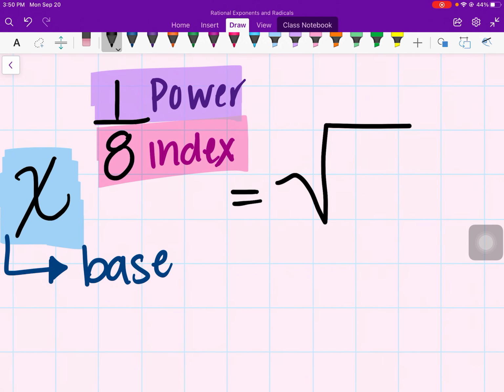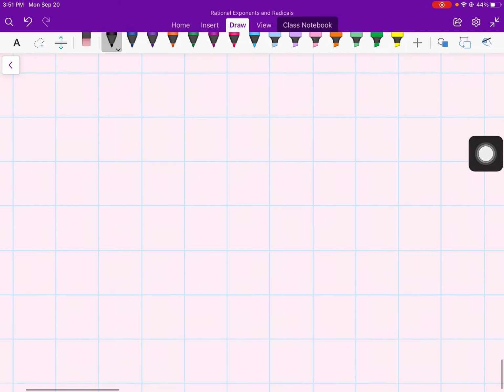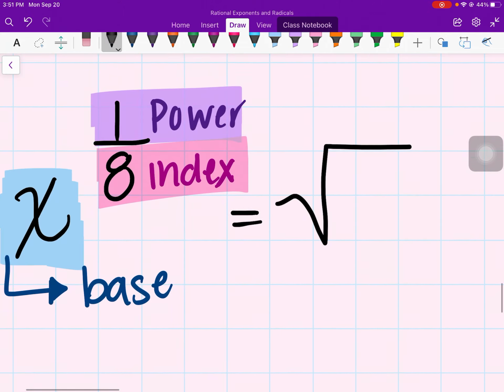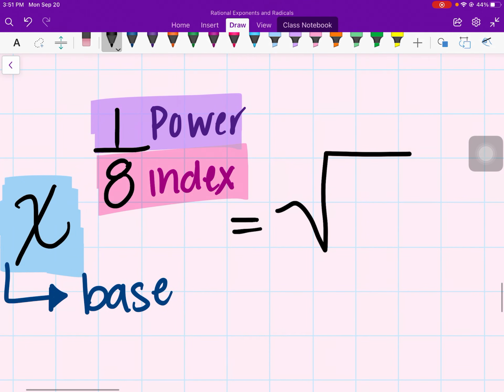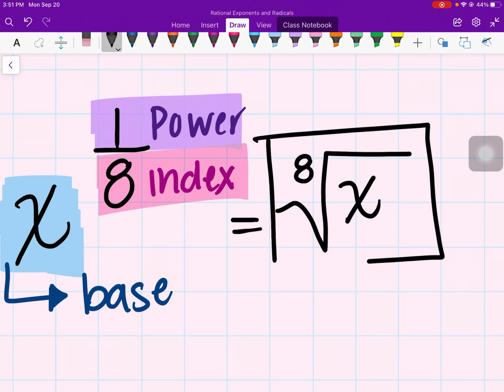It's the radical, and inside the radical I have my base. My power is a 1. I'm not going to show it. Wait, let me do this backwards, sorry. The base in this case is x, and our index is 8. So our answer here is the 8th root of x. That's our answer.